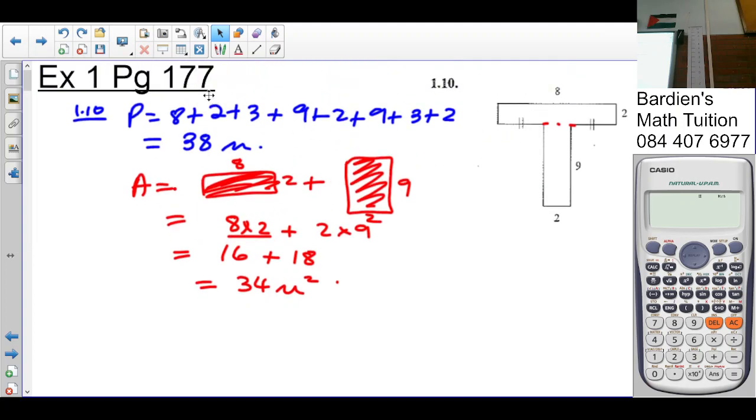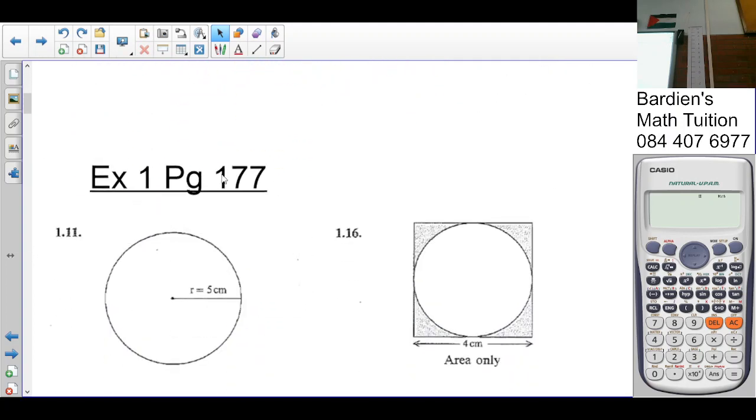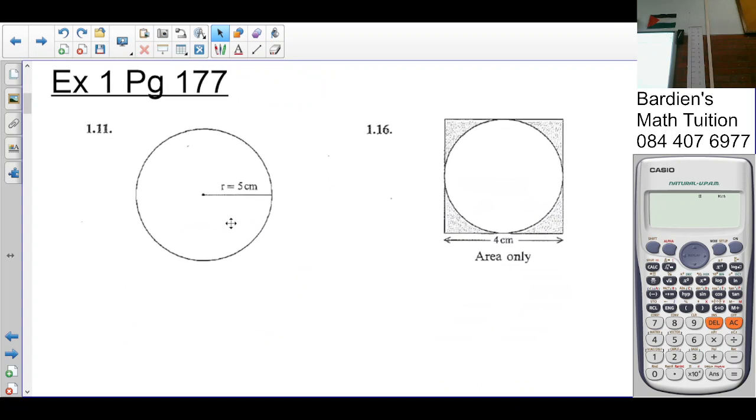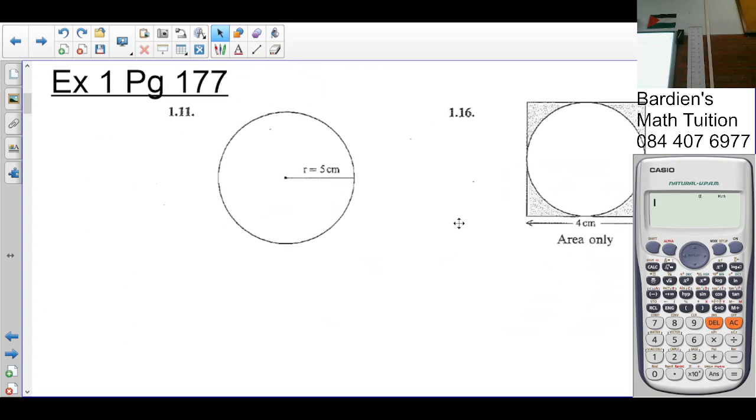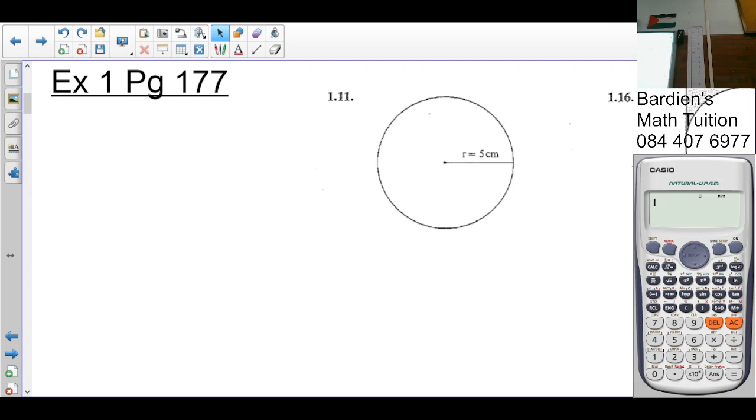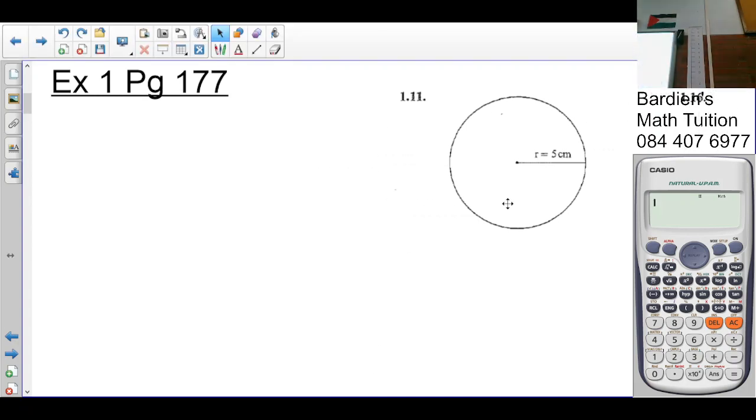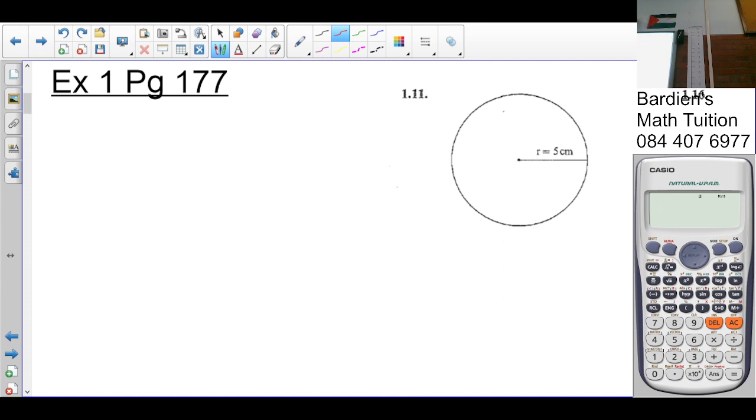So you had to do 1.11. They asked you to work out the perimeter and area. This is a circle, not so? Yes. So how do you calculate the circumference of a circle, or the perimeter of a circle?